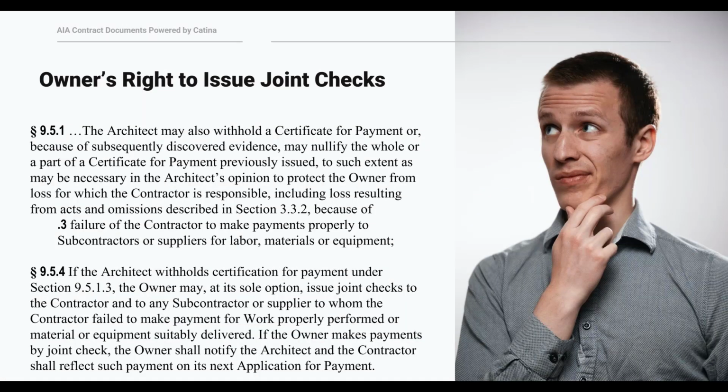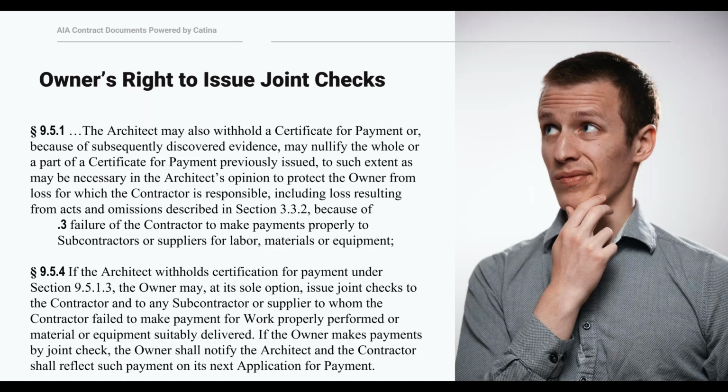And the last protection in the A201 that I'm going to talk about before we start going through a handful of forms is the owner's right to issue joint checks to the contractor and to a subcontractor or a supplier. You're going to find this in 9.5.4, and it only applies if the architect has withheld certification for payment due to the contractor's failure to make payments properly to subs or suppliers.